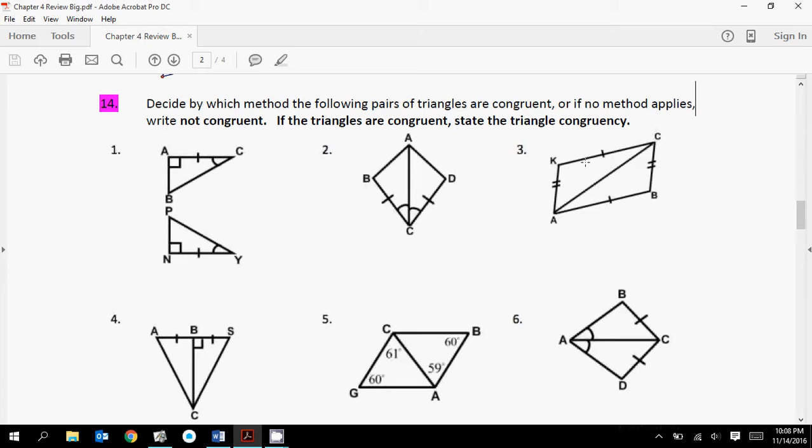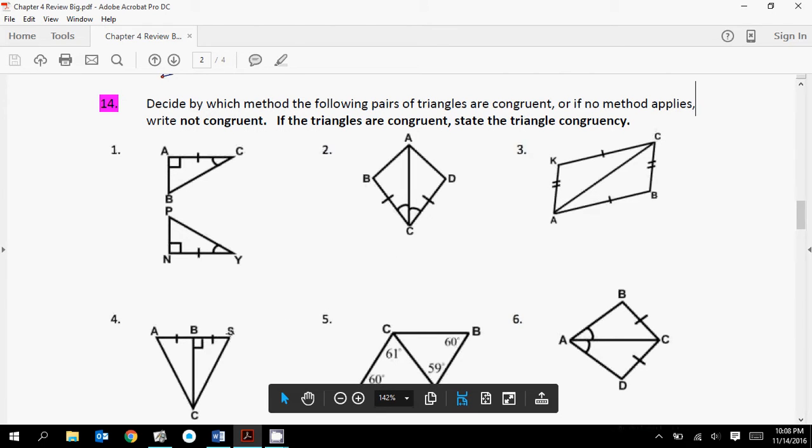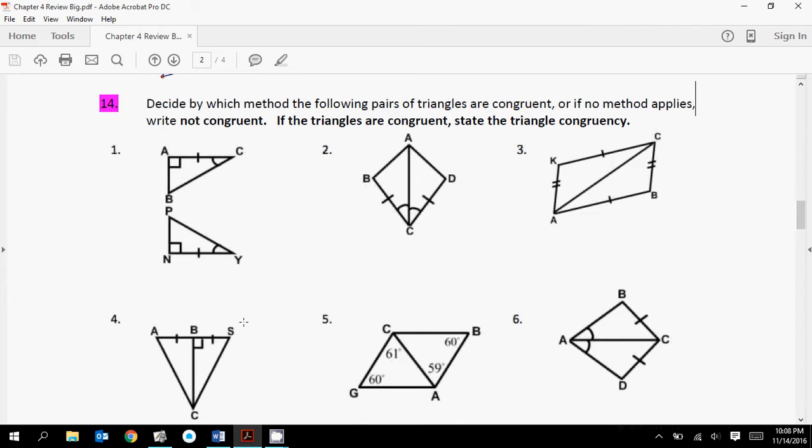For 3, same thing. Do I have a shared side? I want you to make that decision. Do I have vertical angles? Finally, do I have parallel sides? Not do they look parallel, but are they actually marked with arrows? For 4, again, do I have shared sides? Do I have vertical angles? Do I have parallel sides?